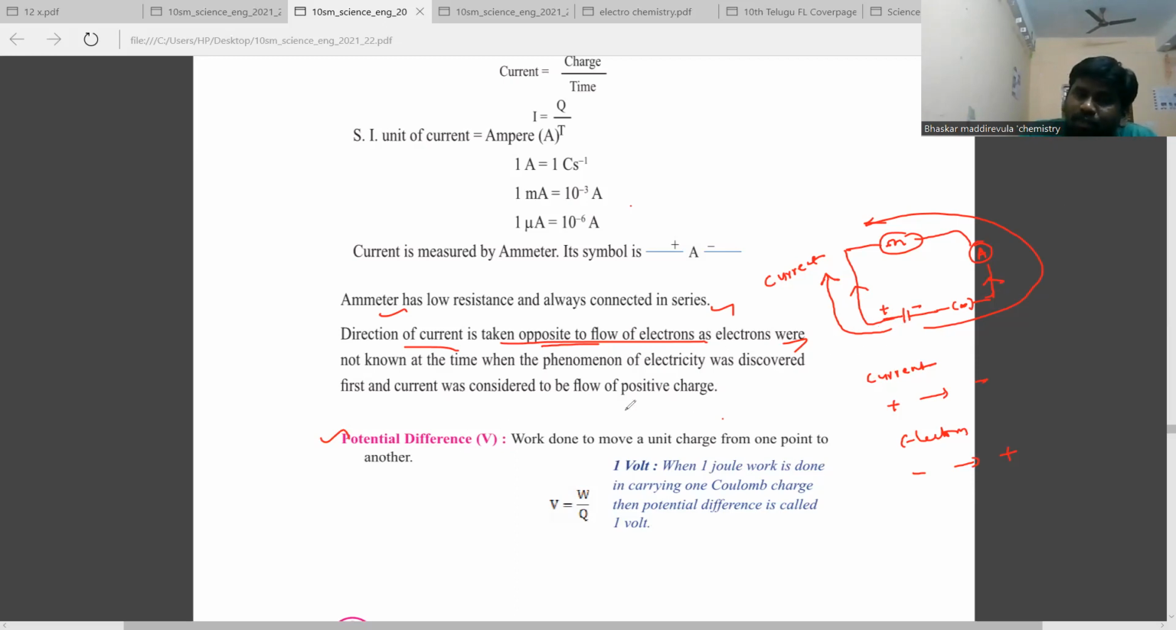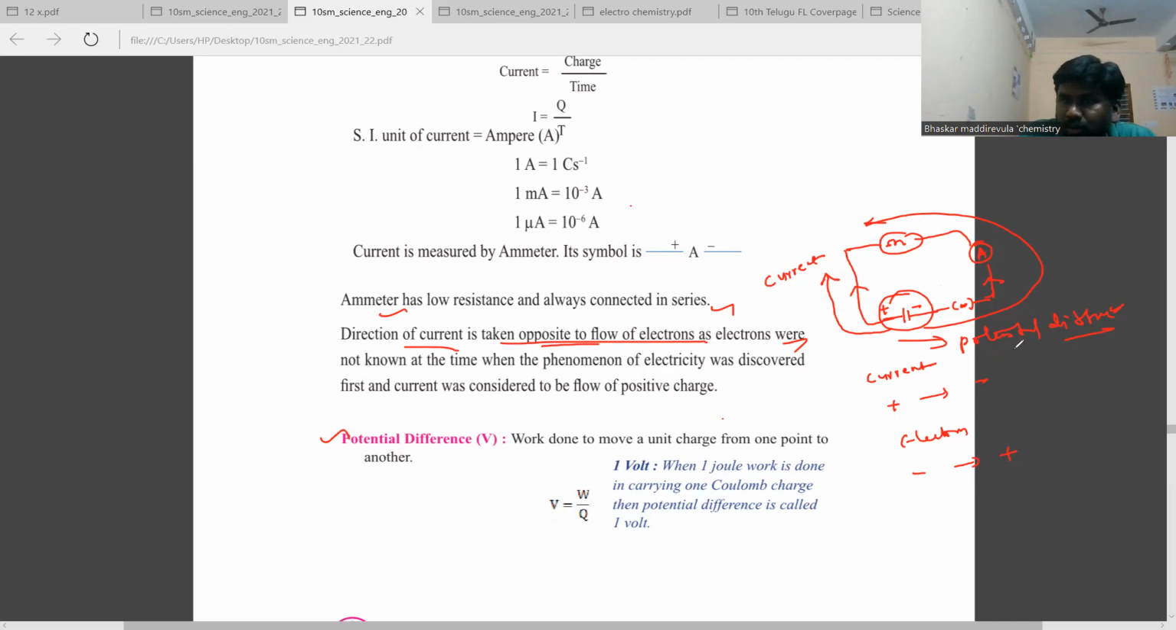And who will produce this potential difference? The cell will produce potential difference. Keep in mind, the cell will produce potential difference. Because of the potential difference in the circuit, the electrons, the charges, are flowing in the circuit. If there is no potential difference, there is no flow of charges. If there is no flow of charges, there is no current. Because of the difference in potential, the electrons are flowing through the conductor.